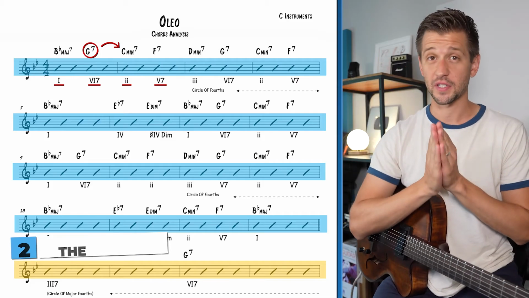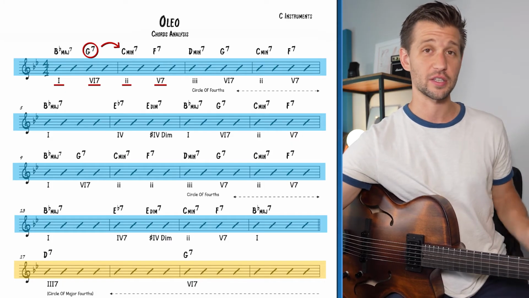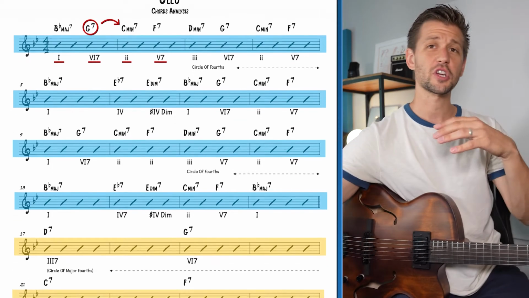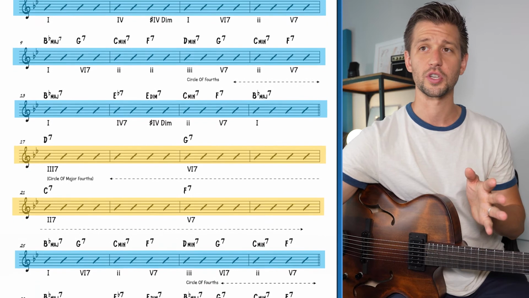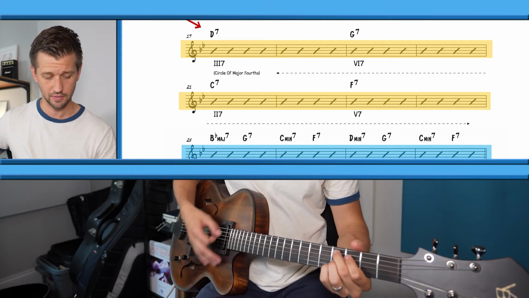Level 2 is the 5 of 6. Now, the 5 of 6 can actually also be found in rhythm changes, just as we saw the 5 of 2 there. We just have to go down to the bridge of this tune, which starts with the D7. And this whole passage sounds like this.